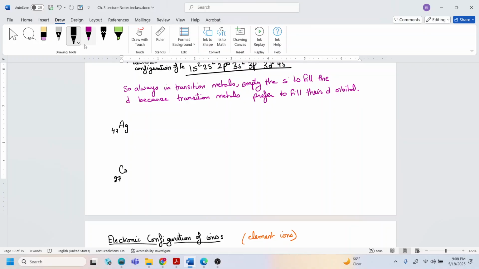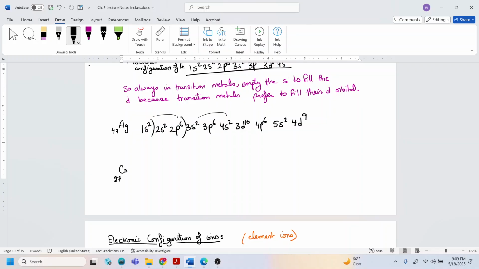So here you go. We have 1s2, 2s2, 2p6, 3s2, 3p6, 4s2, 3d10, 4p6, 5s2, and 4d9. Is that it for the 9? And this is going to be 10, 20, 30, 38, and 9. This is 47. Okay, great. This is 47.